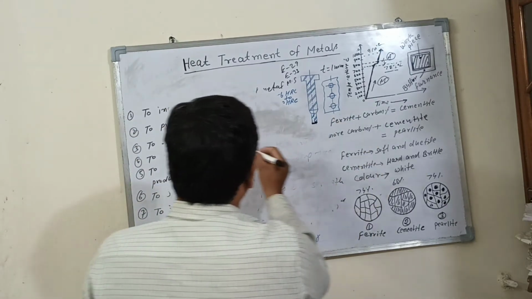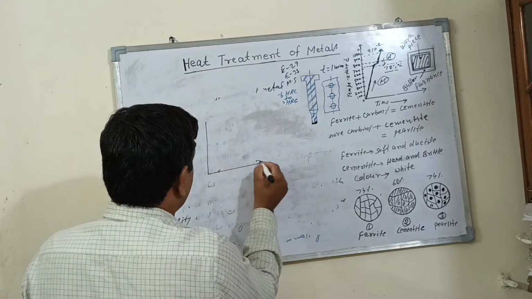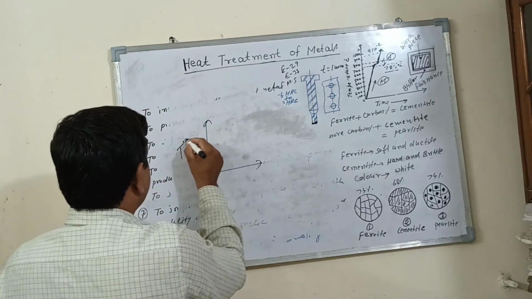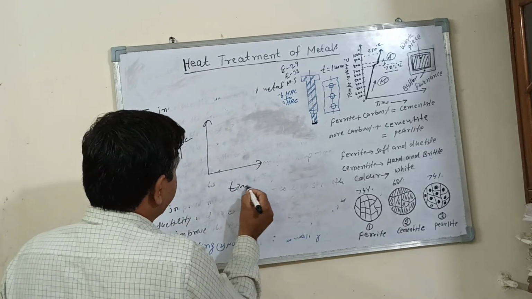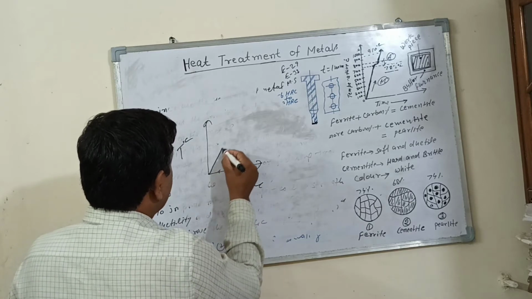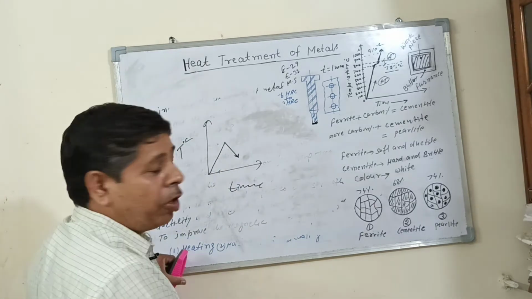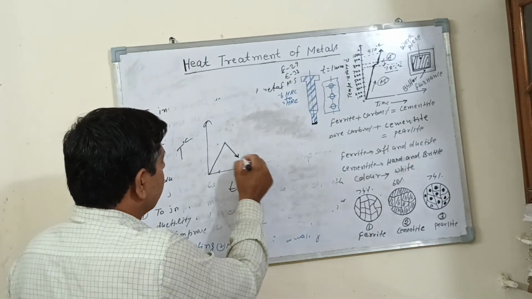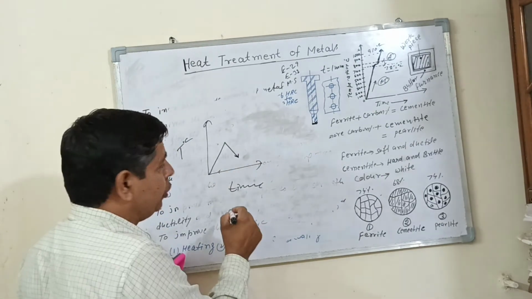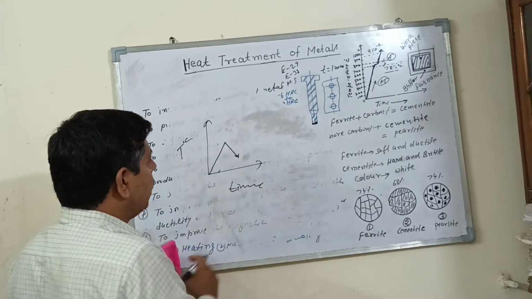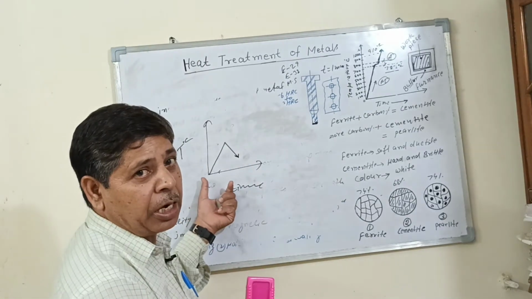The hardening is just like this graph. This is the temperature. This is the time. The metal is heated and suddenly dropped into water or oil. This process is called the quenching process. This is the hardening cycle. This is a cycle of the hardening process.